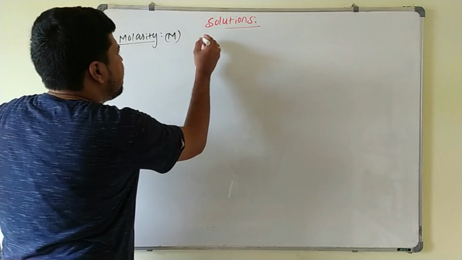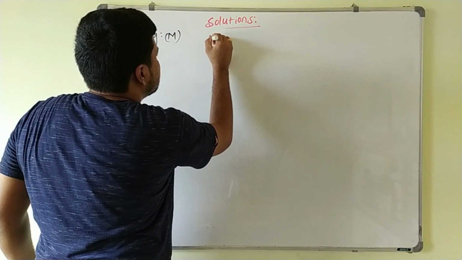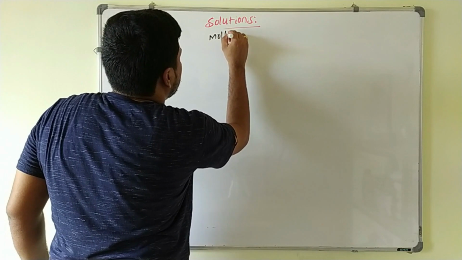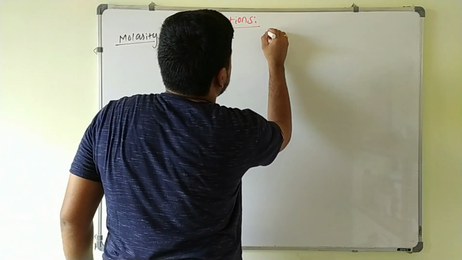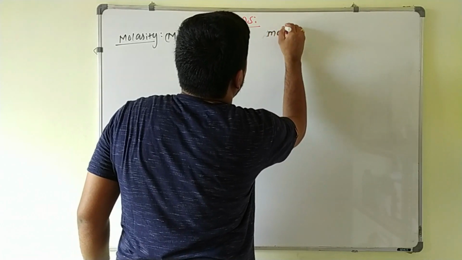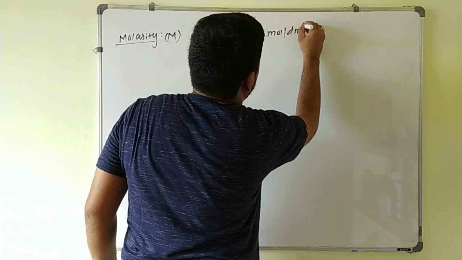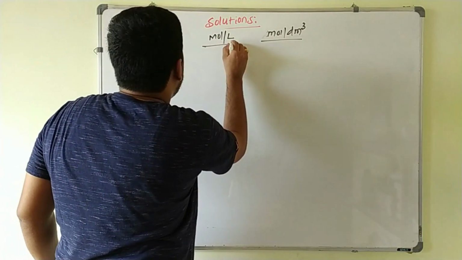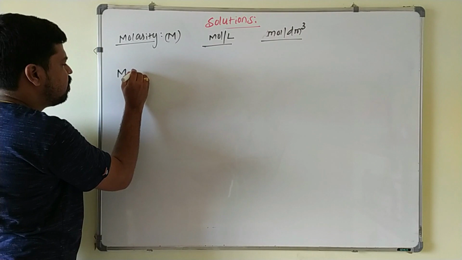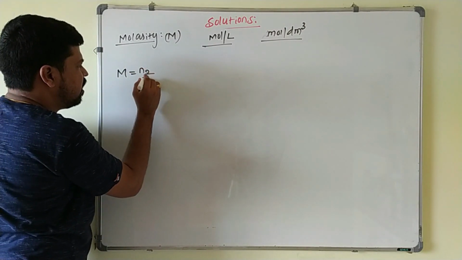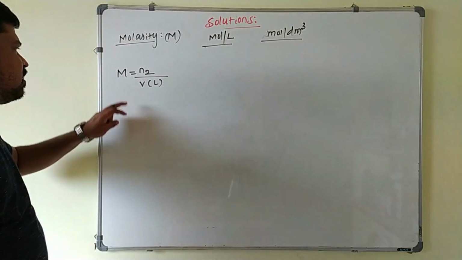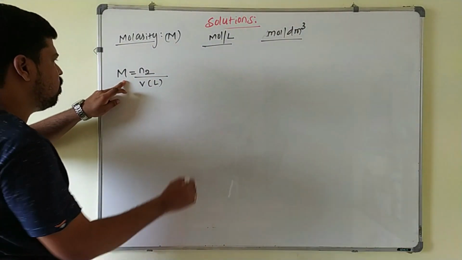Its unit is number of moles, which is nothing but mole per liter. You can write it as mole per liter, or else mole per dm cube also. These are the units for molarity. So molarity, capital M, is equal to number of moles of solute, N2, divided by volume of the solution in liter. This is the first basic formula of molarity.